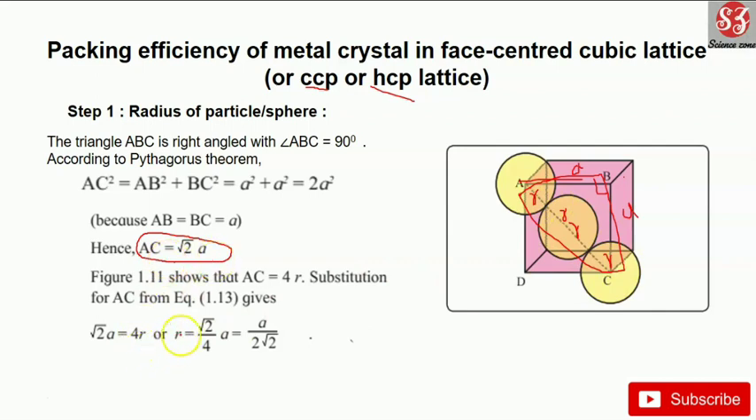Therefore, R equals under root 2 upon 4A, which you can even write as A by 2 into root 2. From where has this root 2 come? Because they have multiplied both sides by root 2. So root 2 into root 2 becomes 2, divided by 4 into root 2, which becomes 2 root 2. So your R here for the FCC is equal to A by 2 root 2.